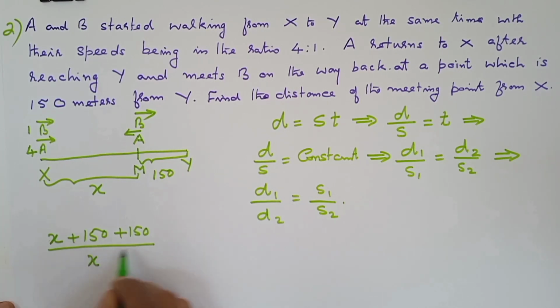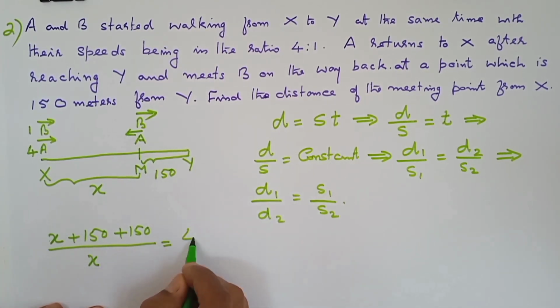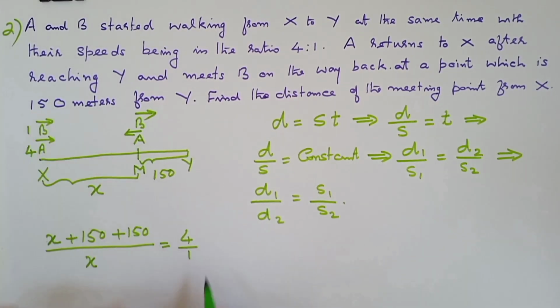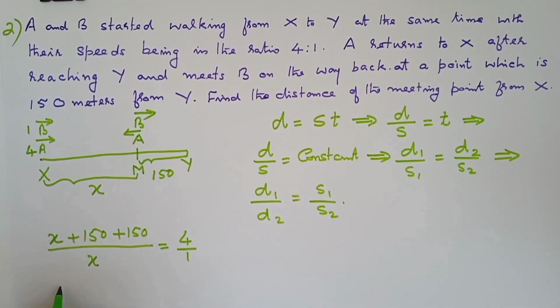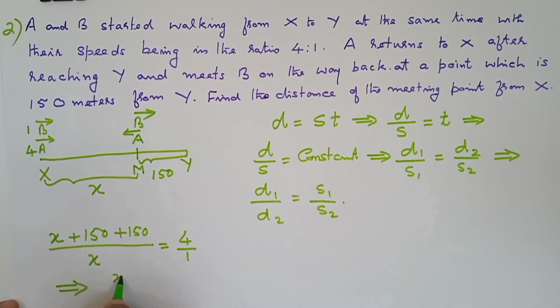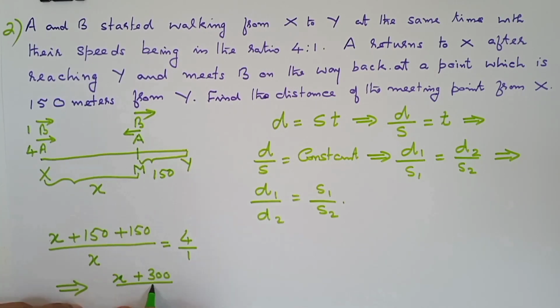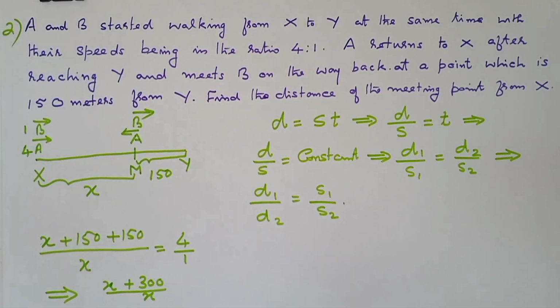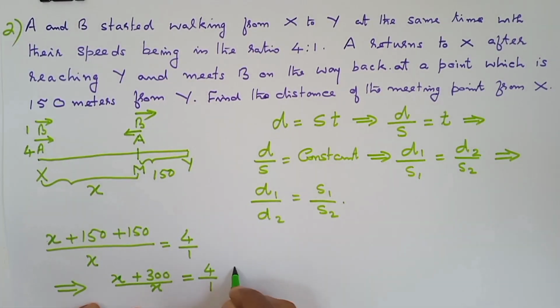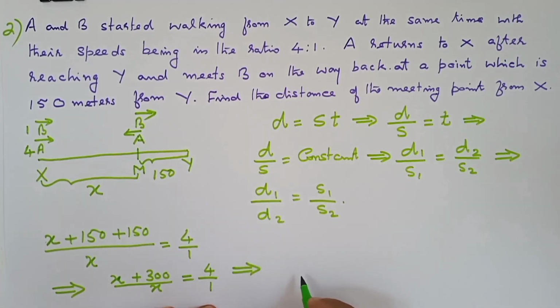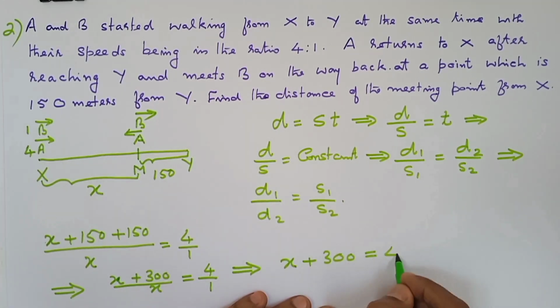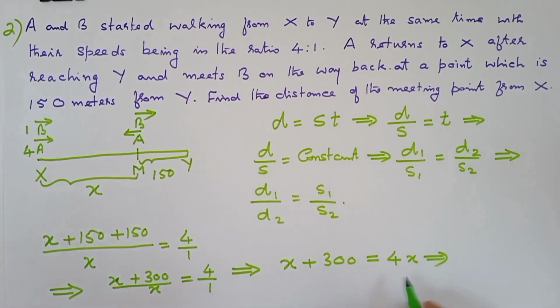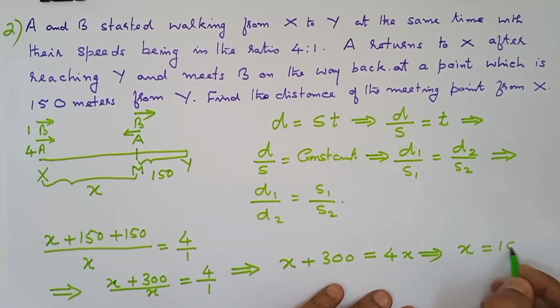So the ratio of their distances equal to the ratio of their speeds is given to be 4:1. Cross multiply, simplify, you will get x. (x plus 300) divided by x equal to 4 by 1. This implies x plus 300 equal to 4x. You can easily solve for x and you will get it to be 100.